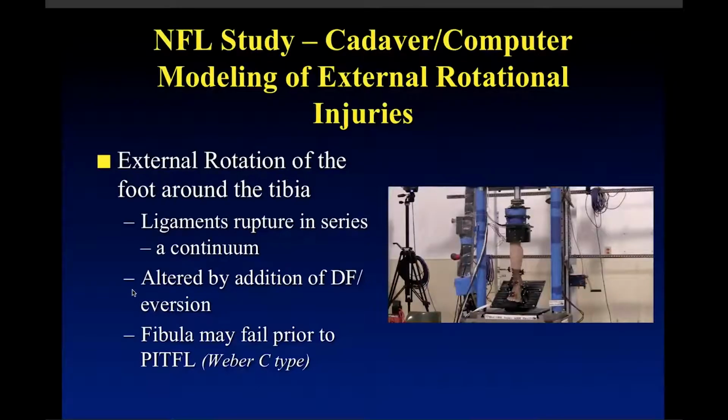The NFL has spent a lot of time and money looking into the high ankle sprain and some of these external rotation injuries. This is just an example of a cadaver setup at the University of Virginia laboratories that was done to find out exactly how ligaments rupture, and when they rupture, when you apply external rotation to that fixed foot. In this particular study, the fibula actually failed at times prior to the posterior inferior tib-fib ligament and created a Weber C type of fracture pattern, which again, we see so often clinically.